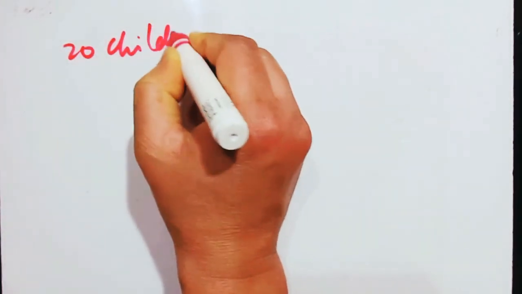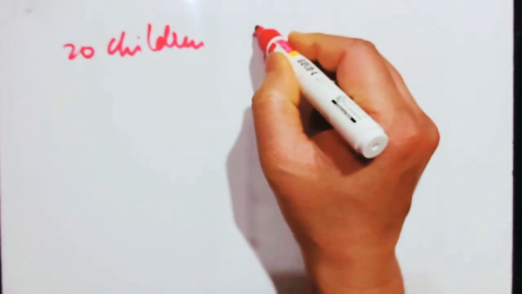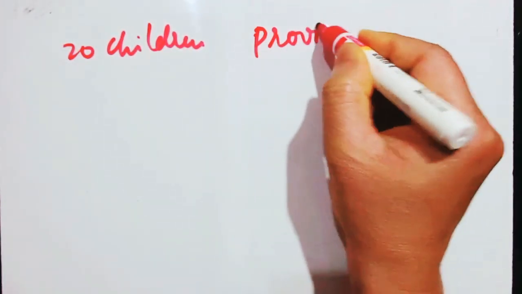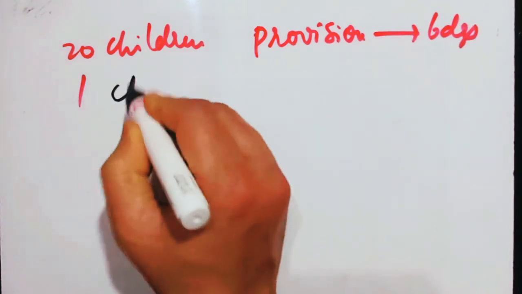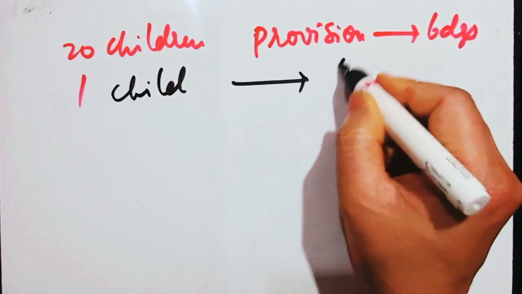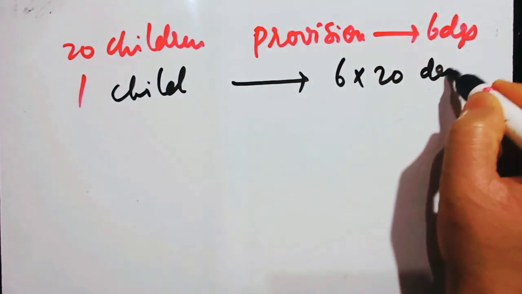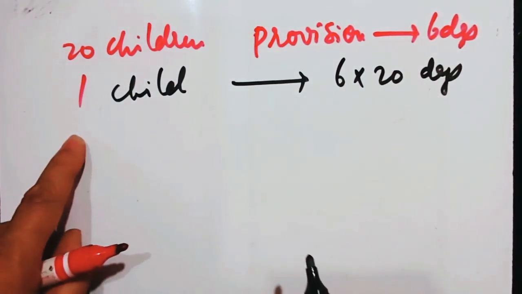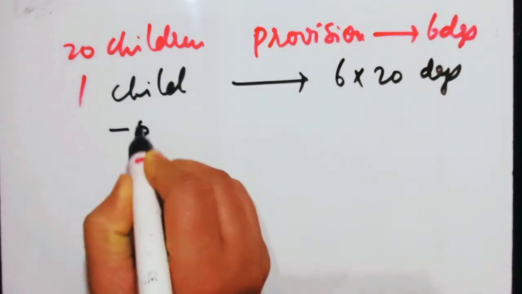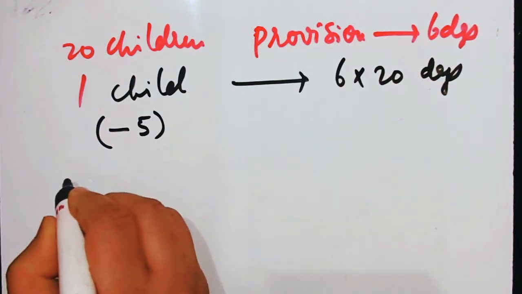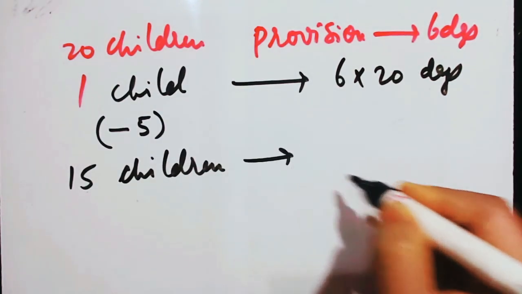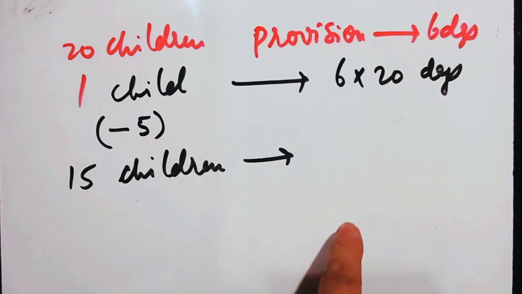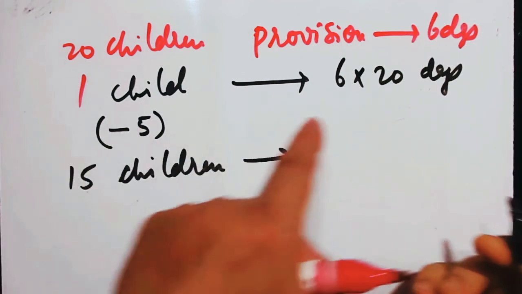So, 20 children consume ration, or you can say has provision for 6 days. So, for one child, the provision will be for more days. So, 6 into 20 days for one child. Now, 5 children did not return. So, when 5 children did not return, the number of children left is equal to 15 children. So, if only 15 children are there, then the provision will last for how many days? More days or less days? So, let us see. One child has provision for this many days.